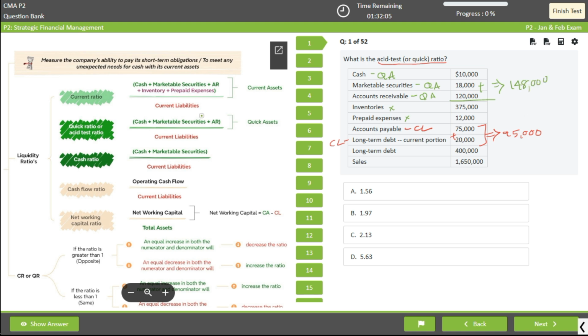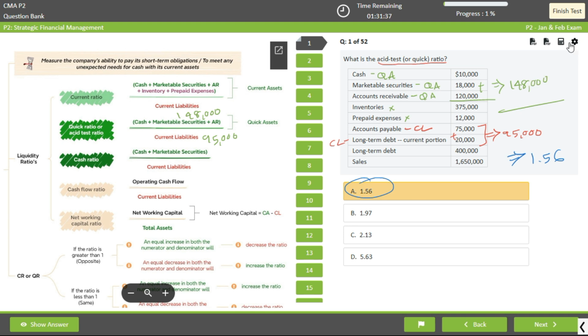So what we have done, we have taken the cash plus marketable securities plus accounts receivable, that is 148,000, divided by the current liabilities, which is 95,000, and that is going to give you the acid test ratio or quick ratio. So that is 1.56, which is option A. Yes, it's option A. Next.